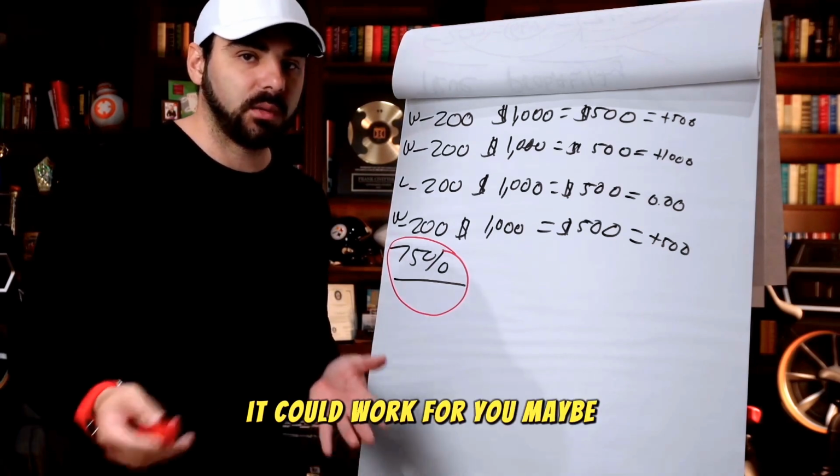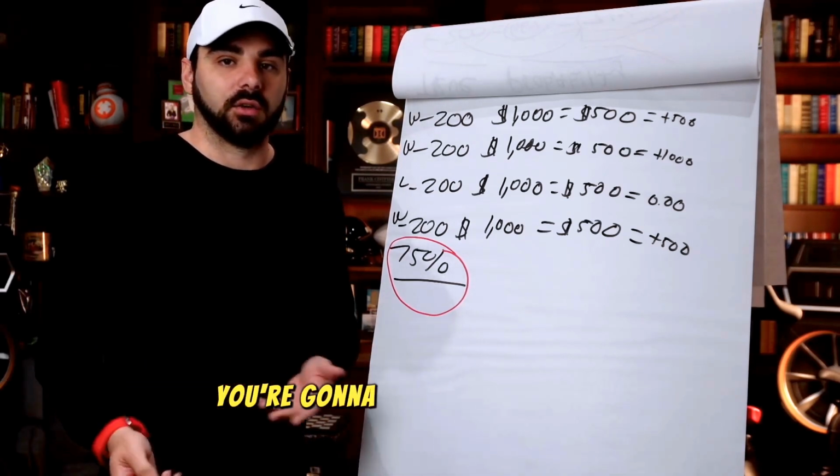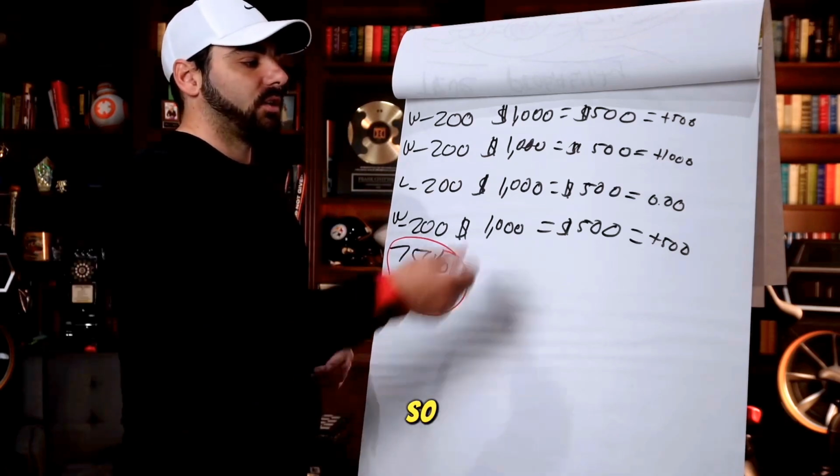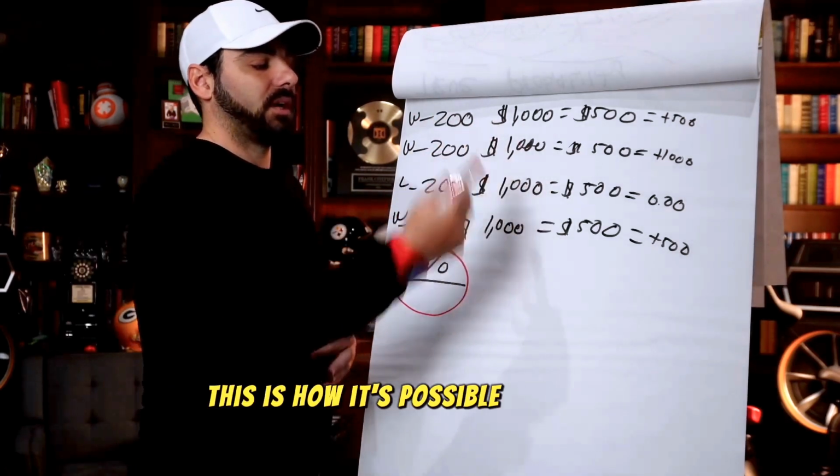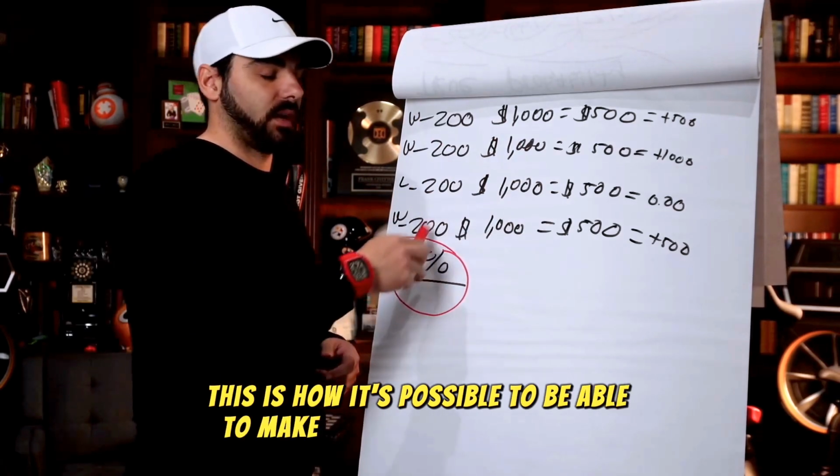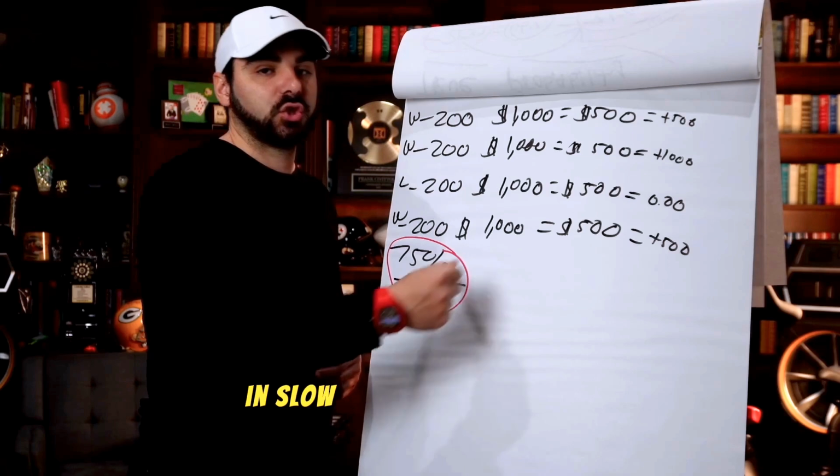Yeah, it could work for you maybe, but guess what? The next time you do it, you're going to lose. That's the way that it goes. So this is how it's possible to make money in sports betting in slow increments.